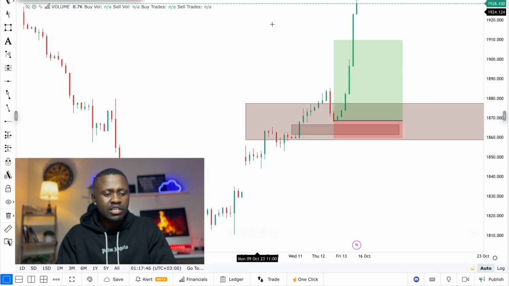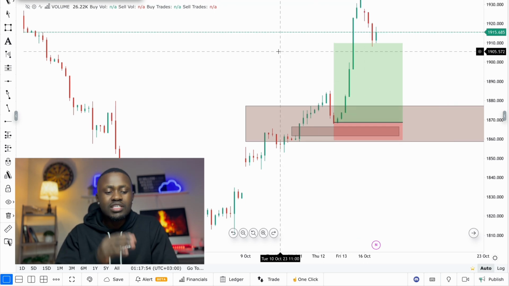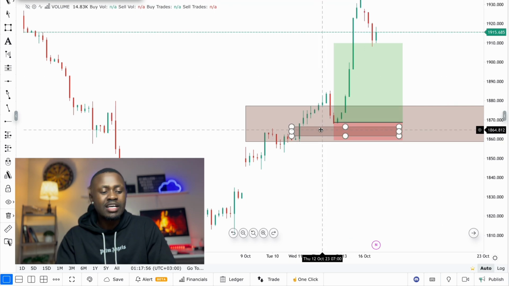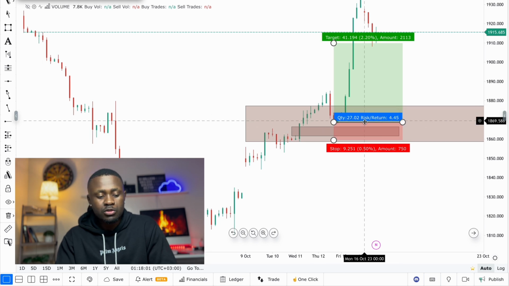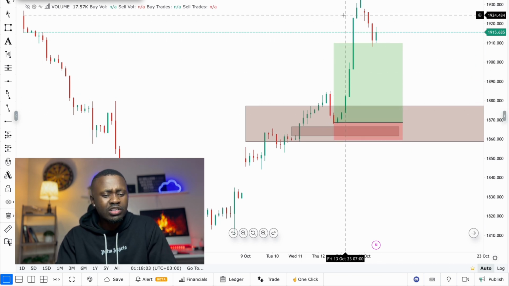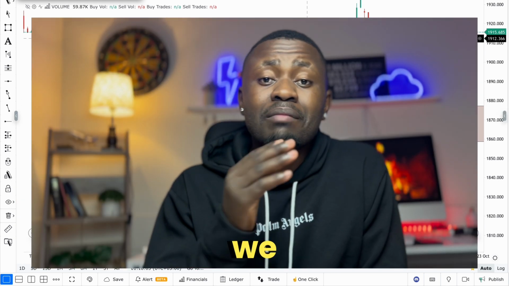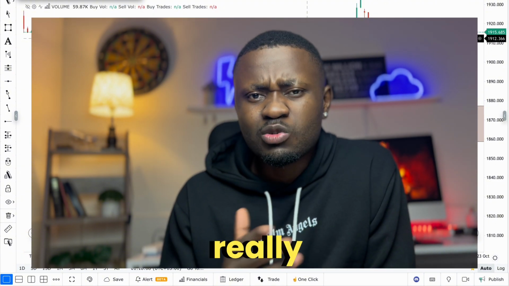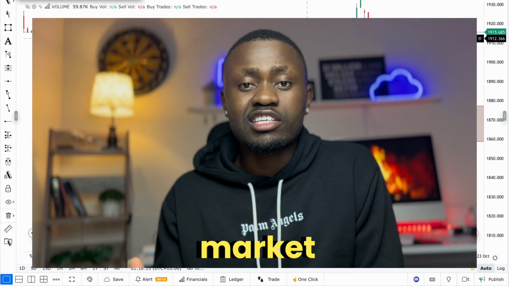As you can see, guys, look at that. Our target would be hit. Price came back to our demand zone, which is also our fair value gap, and then it just bounced off there and went back up, as you can see. So remember, we are backtesting. We are trying to see if our strategy really works before applying it on the live markets, guys. So this is how you backtest.